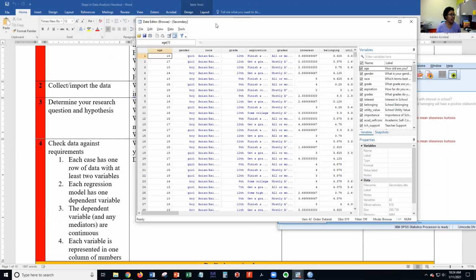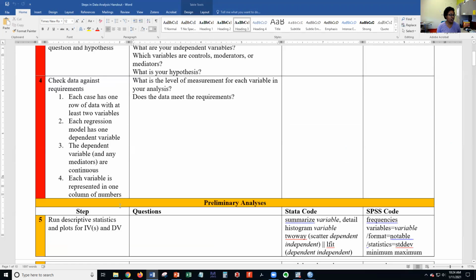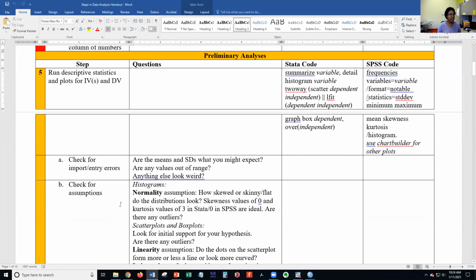So each case has one row of data with at least 2 variables. These are cases here in each row. Each regression model has one dependent variable, and that is going to be interest. The dependent variable is continuous. Interest is continuous here. And each variable is represented in one column of numbers. We can check that. There's gender, there's interest, and there's belonging. So we are good to go. On to step 5, running our descriptive statistics and our plots.